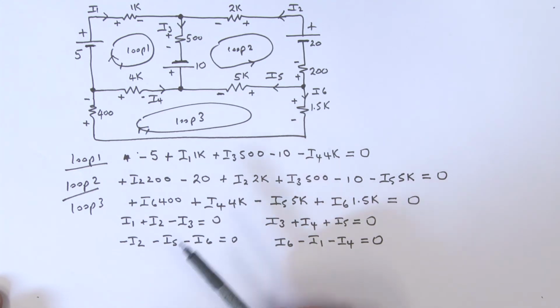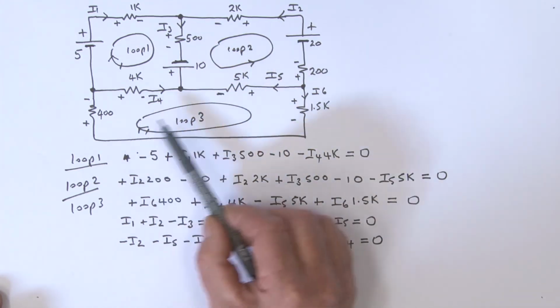And really, this is a repeat of a problem that we've looked at before. The only difference here is we're looking at basically this alternate way of summing the voltages around these loops.